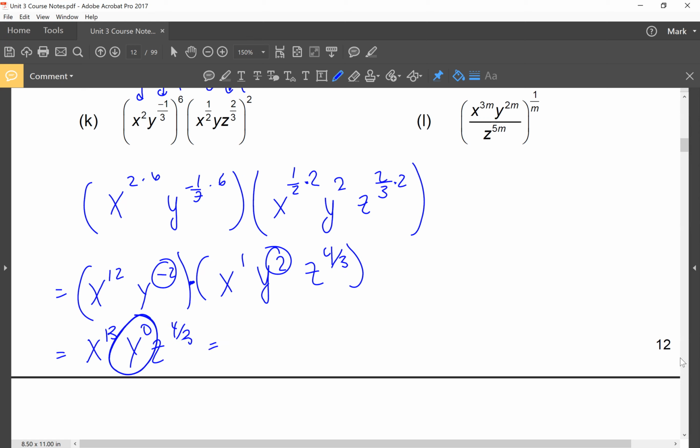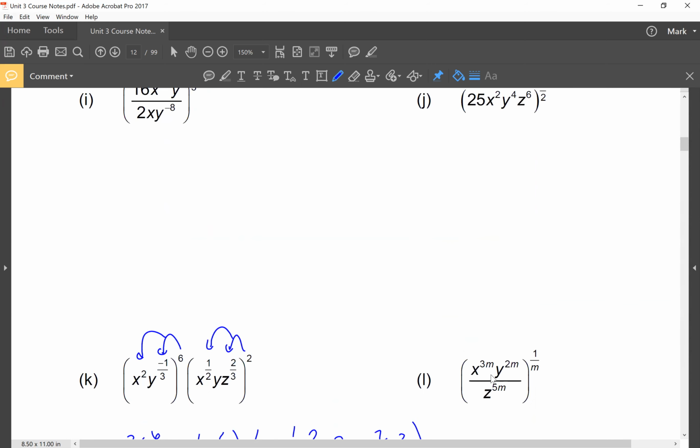Now, a lot of you guys might be wondering, whoa, y to the power of 0, isn't that a 0? It's 1, exactly. Anything to the power of 0 is 1. So this would just be x13 z 4/3. Done. Y to the 0 equals 1. Any number in mathematics to the power of 0 equals 1. So 1 to the 0, 10 to the 0, 50 to the 0 equals 1.